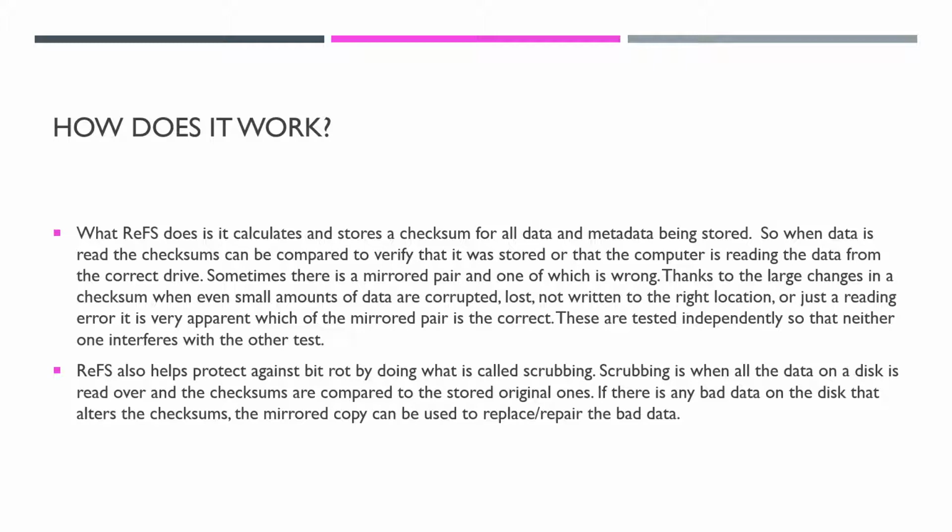ReFS also helps to protect against bit rot by doing scrubbing. What scrubbing is essentially, that's when all the data on the disk is read over and the checksums are compared to the original stored ones. And if there's any bad data on the disk, say from bit rot or anything like that, it can alter the checksums if that needs to be done, or it can just read the mirror copy to verify that that has the correct checksums, and then use that to go ahead and repair or replace the bad data, depending on how severe the damage is.